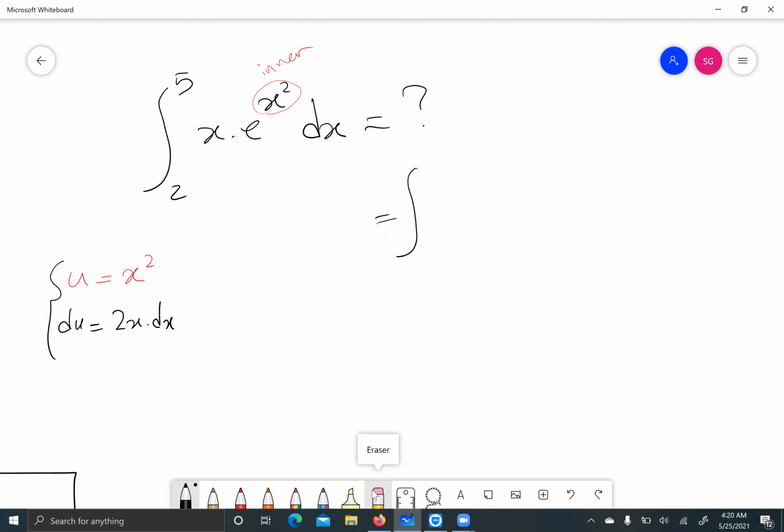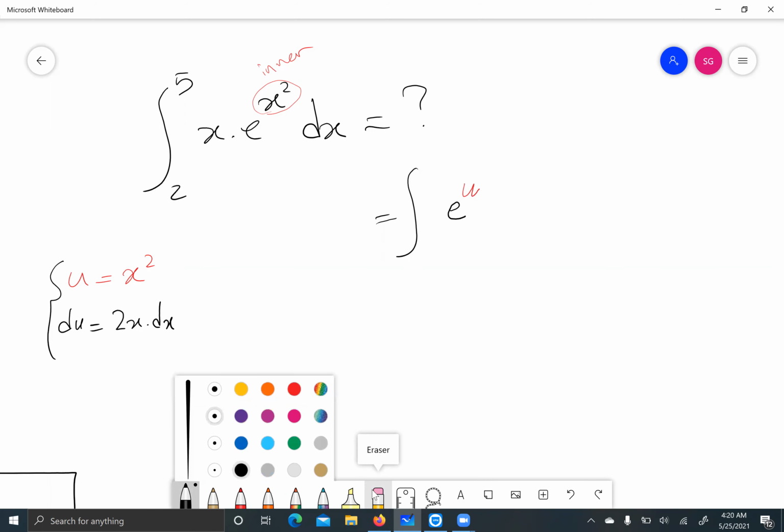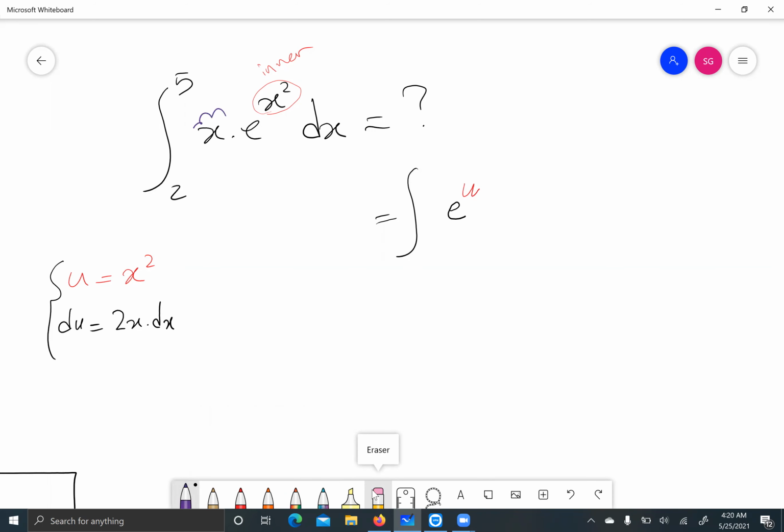So e to the x squared is gonna be e to the u, right? And then look at this item. We have x times dx, right? And I have it right here. x times dx in terms of u is half of du. Half of du is x dx. So I'm gonna write half of du. In this way, we rewrote everything in terms of u.